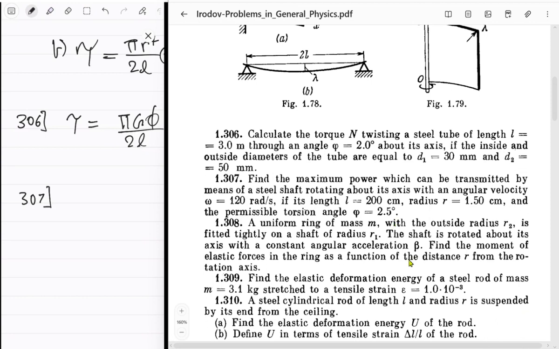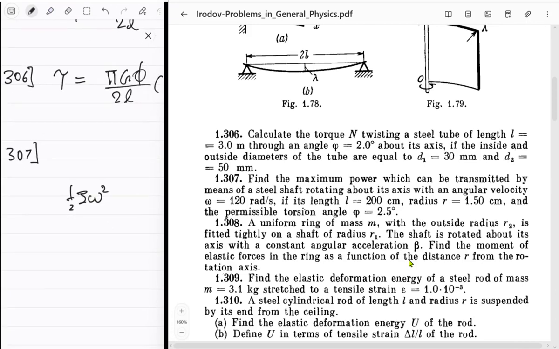But how do you get the power? Usually we just use F times dx, so torque times d theta. That's right, I guess so. Okay, half I omega squared is the kinetic energy. Just differentiate this thing, so it's just like I omega alpha.